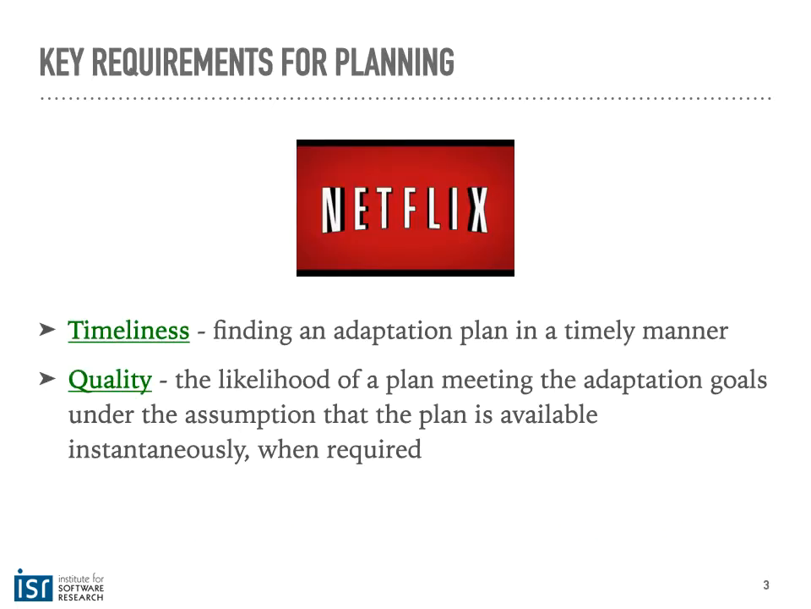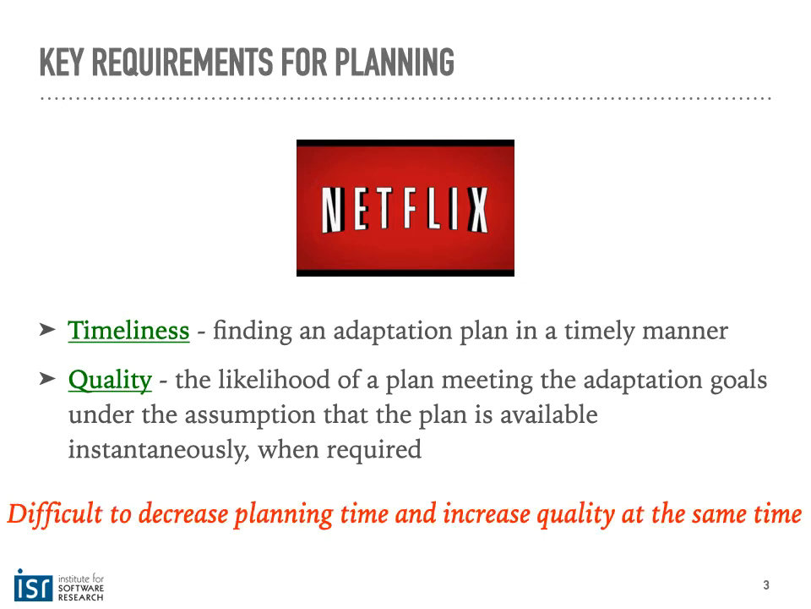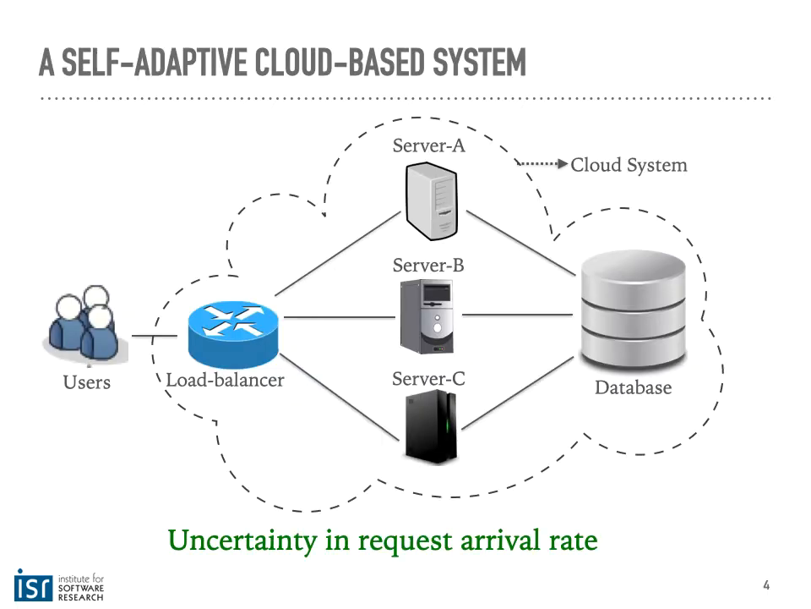Therefore, for systems such as Netflix, both timeliness and quality of planning is important. Unfortunately, it is difficult to decrease the planning time and increase the planning quality at the same time. These qualities are fundamentally conflicting in nature.